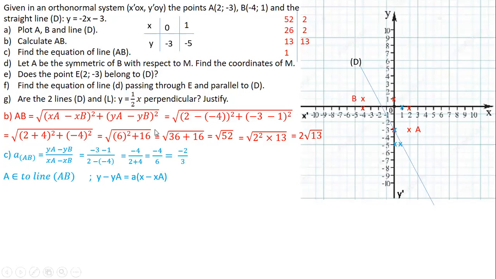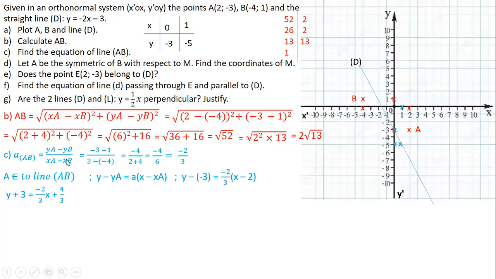XA, yeah. Well done. So YA, we replace it by -3. The slope, we replace it by -2 over 3. And XA, we replace it by 2. So this is how we replace. Now, negative times negative is positive. And we multiply -2 over 3 by X. We get -2X over 3. Multiplying -2 over 3 by -2, I get +4 over 3.